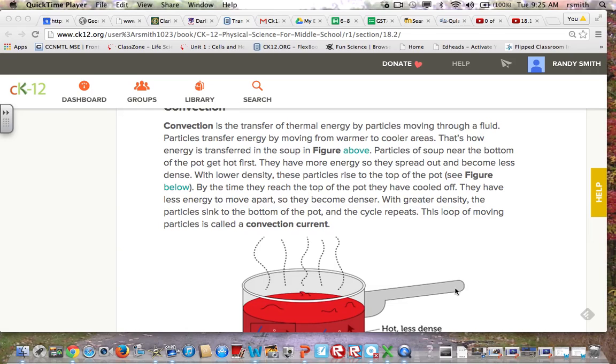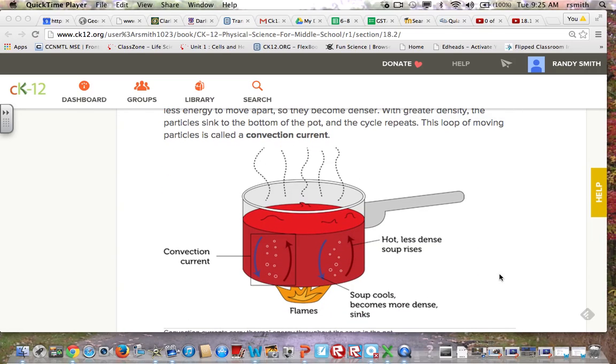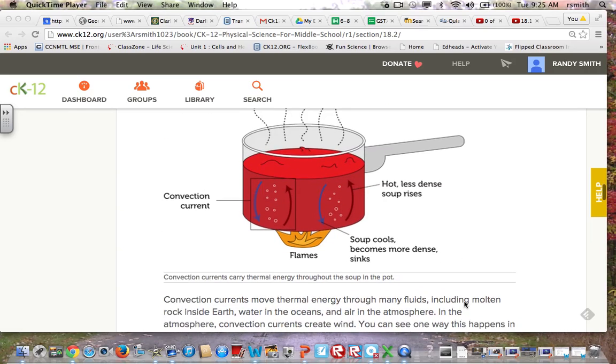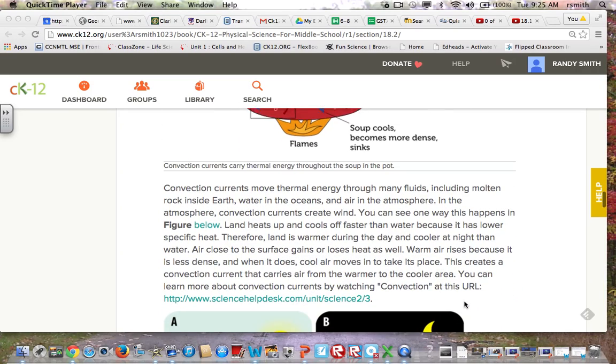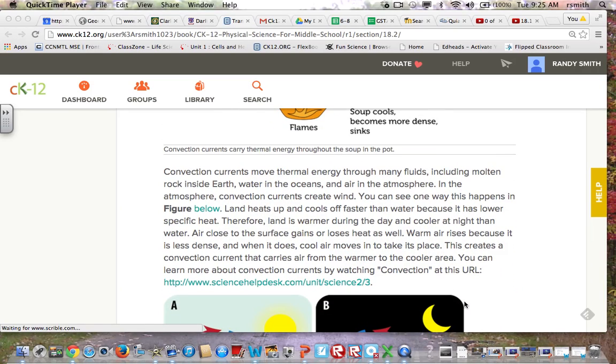This looping of particles is called convection current, and we've talked about this before. It's a circulation of the path of objects due to temperature and density differences. Now, convection currents move thermal energy through many fluids, including molten rock inside the earth, water in the oceans, and air in the atmosphere. In the atmosphere, convection currents create wind. You can see one way this happens in the figure below.